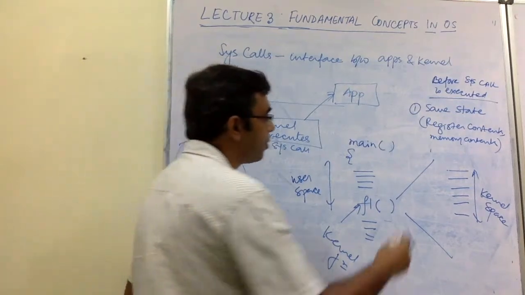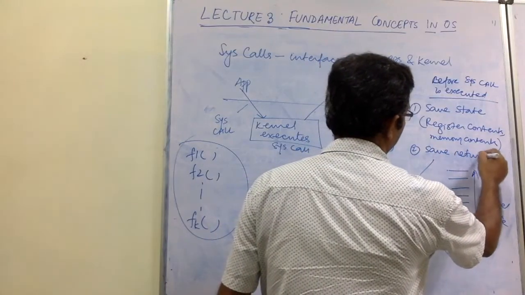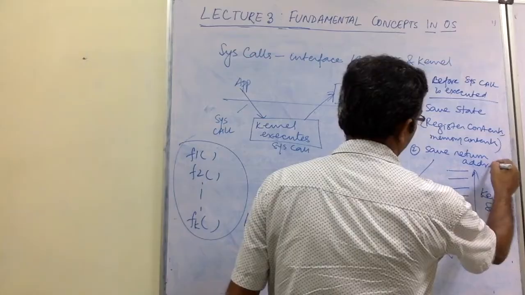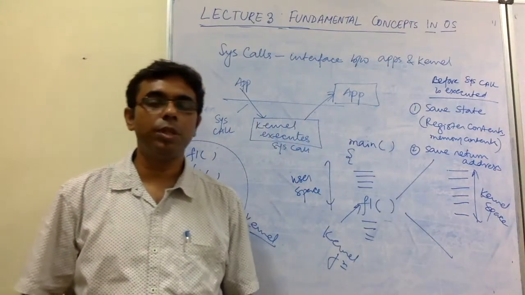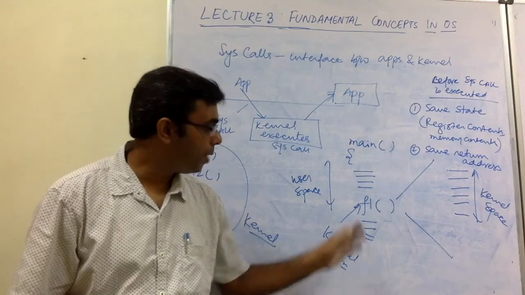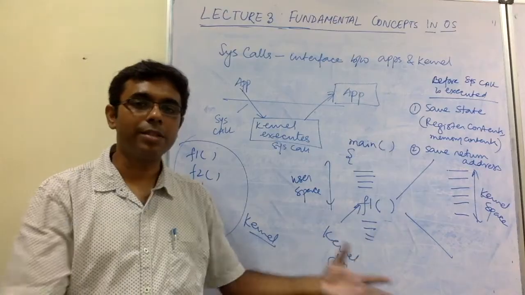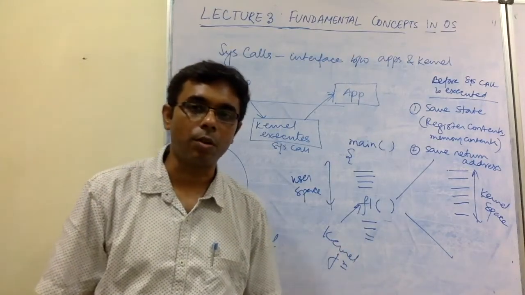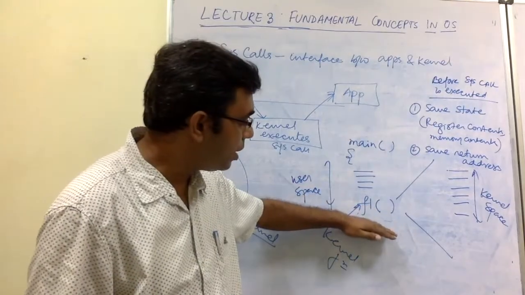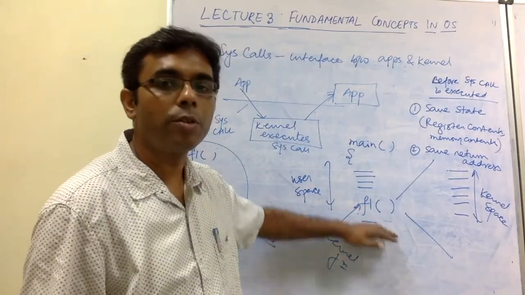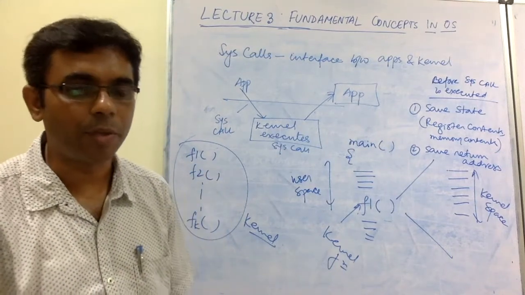Then you have to save the return address, because you would like to come back to the execution of the main program again. So you should know where you should return to. As in the case of the normal function calls, once you get back, the next instruction that needs to be executed is this line. So you should know where you should return. And that's exactly what is done in case of system call as well.